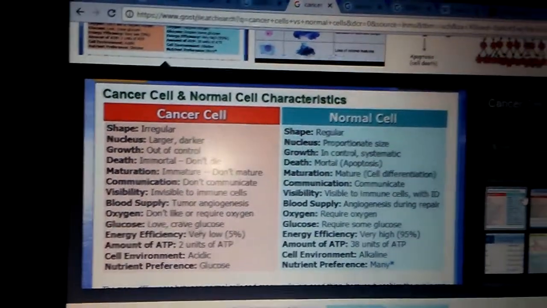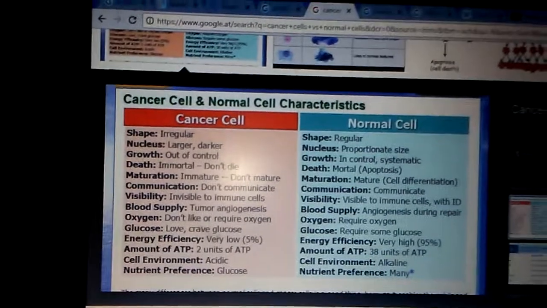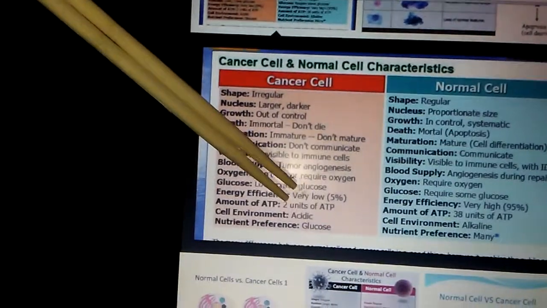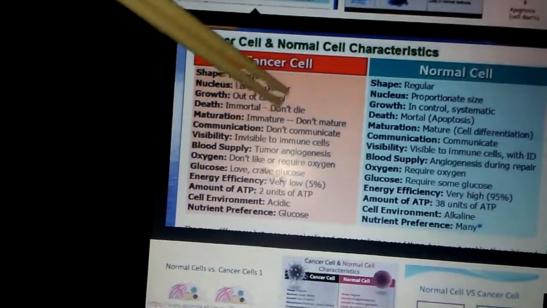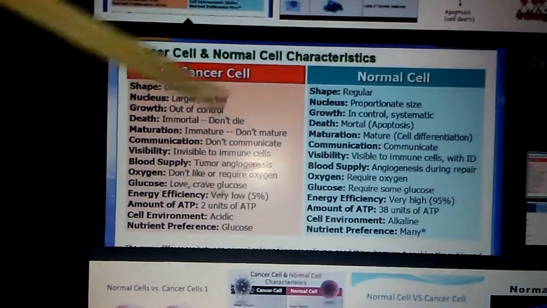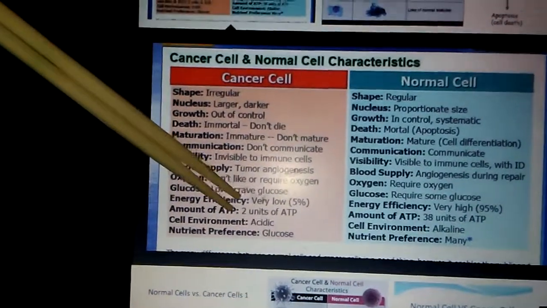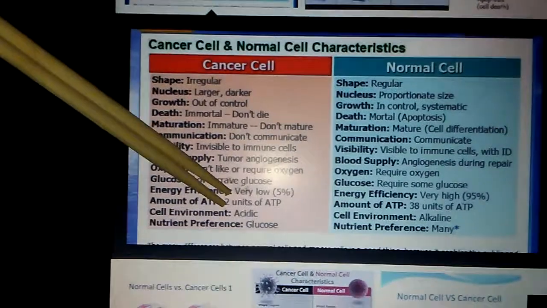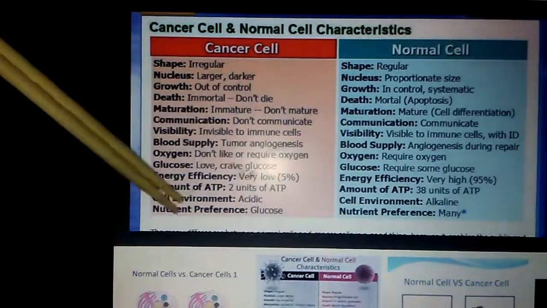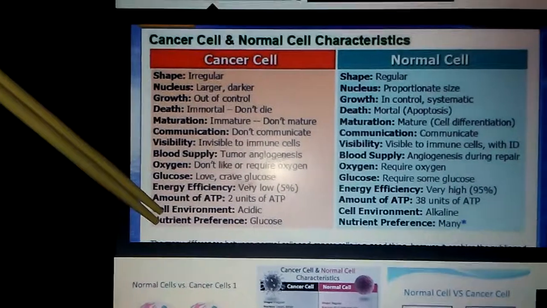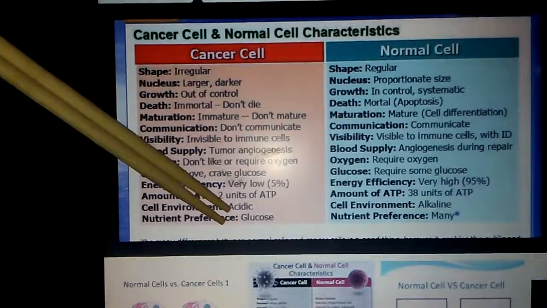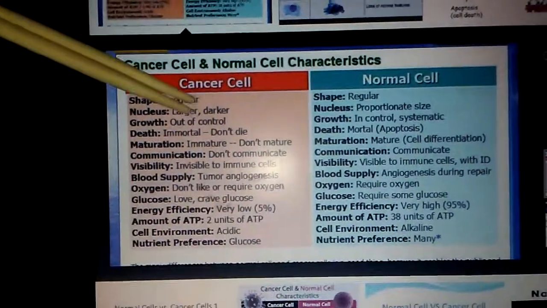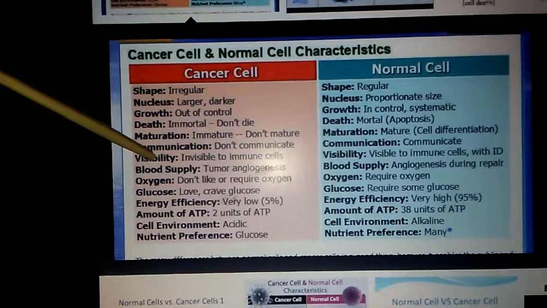I believe the reason that the cancer cells will go is because of this: the specification of the Clark zapper, and this is the detail of the cancer cells. You can see that the energy efficiency of the cancer cells is less than 5%, and also the cell pH is acidic in cancer cells, and also the cancer cells usually are invisible.